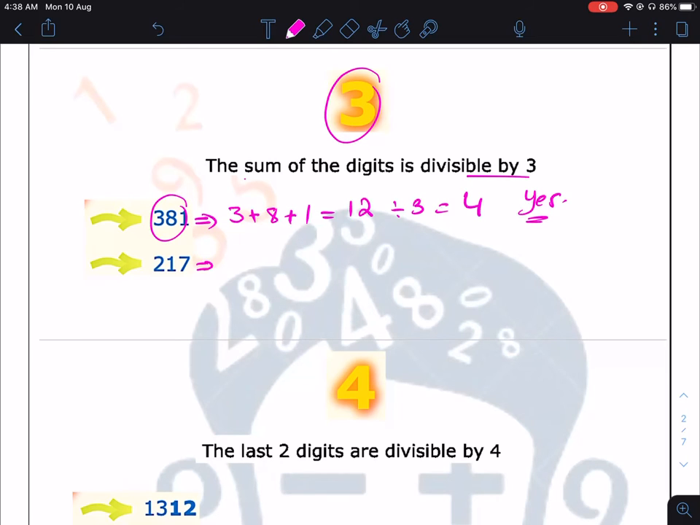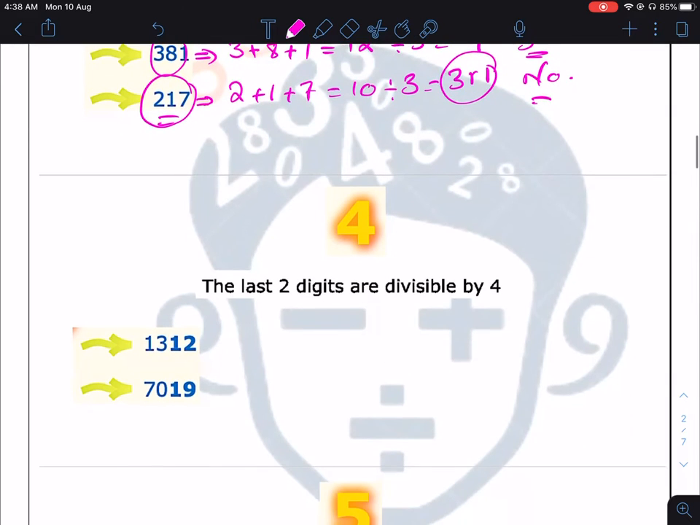But for the number 217, if you add all the digits, 2 plus 1 plus 7, the answer is 10. Can you divide 10 by 3? 3 and the remainder is 1. Because you have a remainder, that means this number is not divisible by 3. So for divisibility by 3, you have to add all the digits and the answer should be divisible by 3.